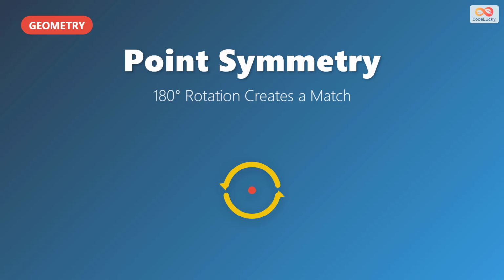Today we are exploring point symmetry. Have you ever noticed figures that look exactly the same when you turn them upside down? That is the core concept we will be discussing today: how a 180-degree rotation can create a perfect match.